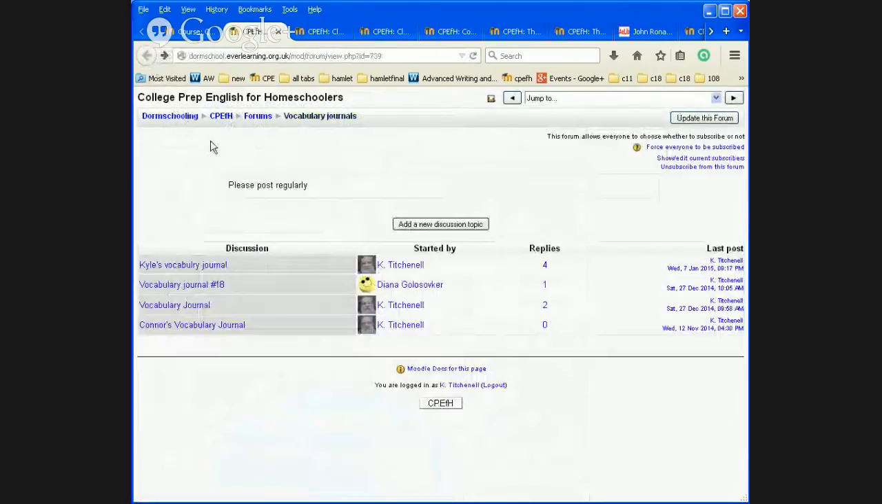And we just start a journal by clicking add a new discussion topic. Yeah, add a new discussion topic. And then what I'd like you to do is after you've added the first one, whenever you add more to it, add them as replies to the first one. So it ends up being just sort of a long thread, a long string of replies. Yeah, this was the one that I put up there.